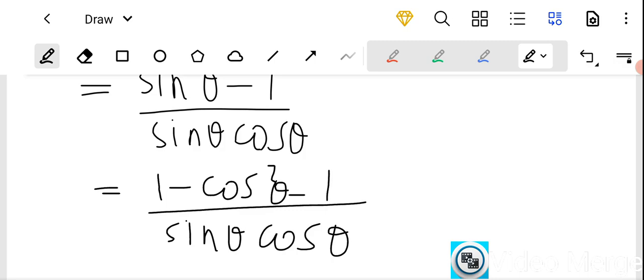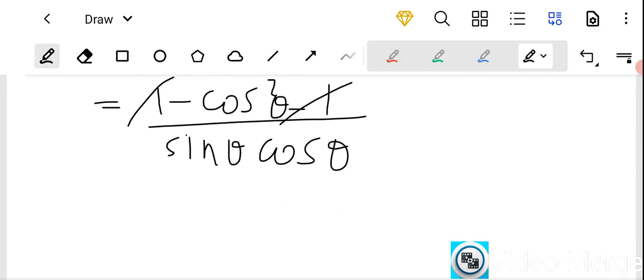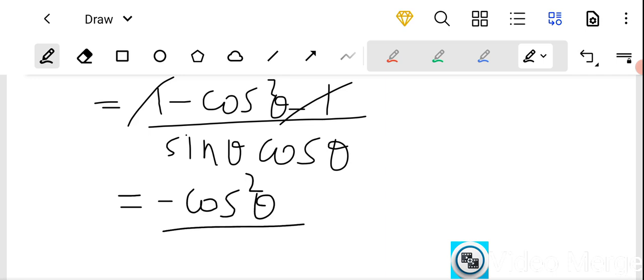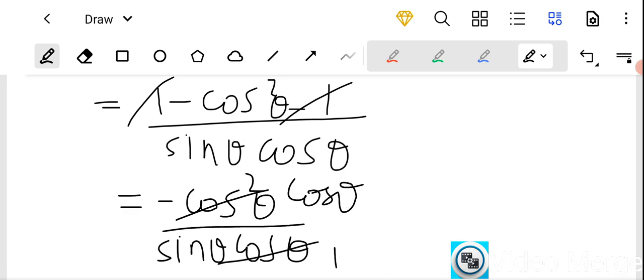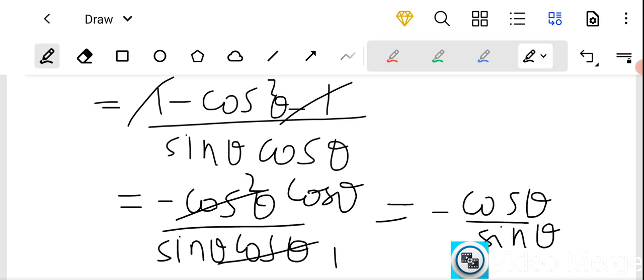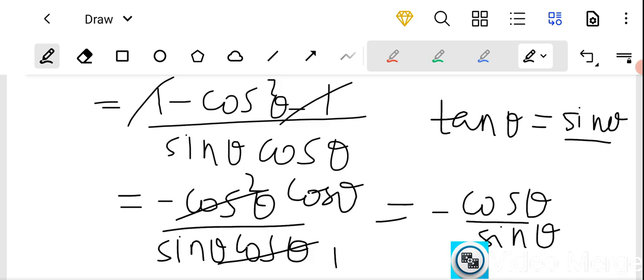As you can see here, the positive 1 and the minus 1 cancel out, leaving you with only a negative cos theta squared. Then you divide by sine theta cos theta, and cos theta can go into itself once, leaving just cos theta. Take note there's a negative there. So it's equal to negative cos theta divided by sine theta, and this is the inverse of tan theta, which is sine theta over cos theta.